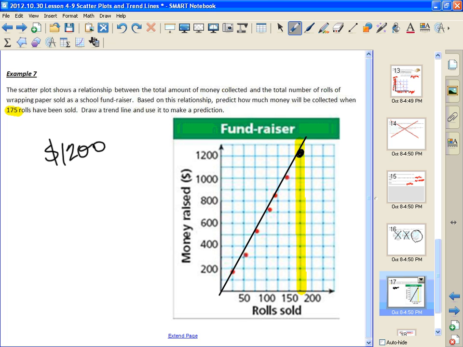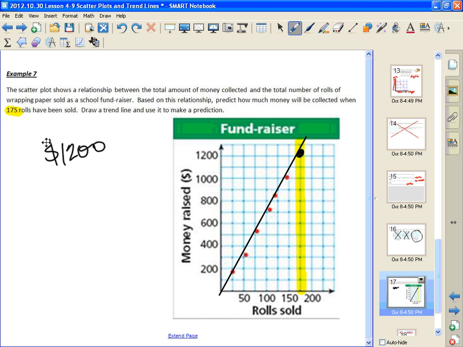Now, depending on how you drew your line, it may be a little bit more or a little bit less. Like I think last period when I did it, I got $1,150. Okay, but I'll accept a certain range. Like when we have quizzes and stuff, I'll probably make it multiple choice so that there's only one rational answer for you to pick from. Okay, so here I would say about $1,200 is how much money you would have made.